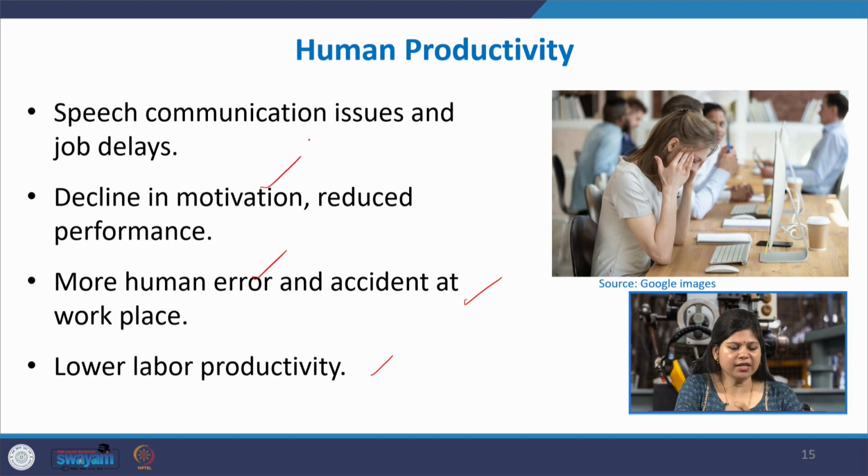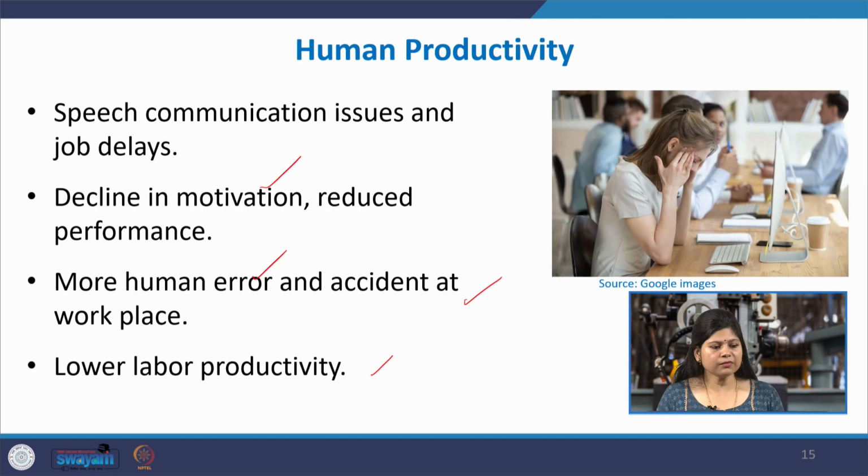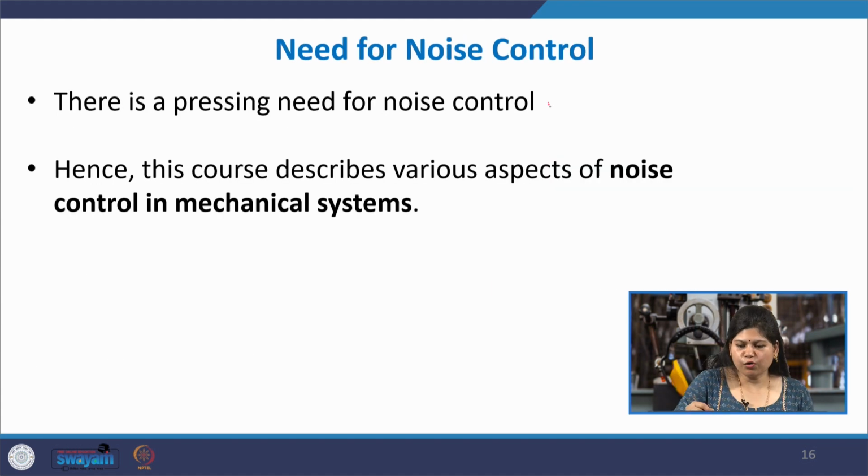There could be a decline in motivation, and all of this justifies and sets the premise for why we need noise control. So, there is a pressing need for noise control. When you search on the Web of Science or Google Scholar, you see that the number of articles on noise control is increasing tremendously over the years, especially as the population has risen.